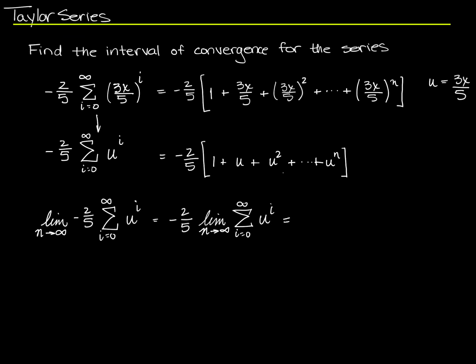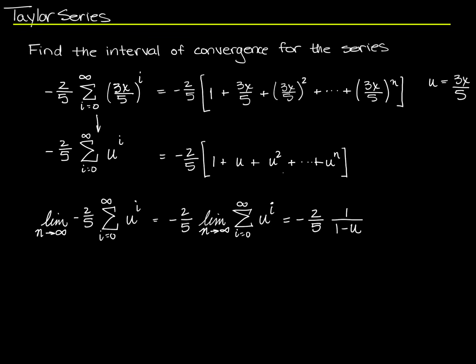Now, remember in a previous video, I think it was the one just before this one, where I showed you several series that converge to their functions. One of those was the function 1 over 1 plus x. The series u to the k converges to that. So this is our u to the k, or u to the n power, except that we're using the index i here. So this is going to be equal to negative 2/5 times 1 over 1 minus u, because I have a u to the i here.